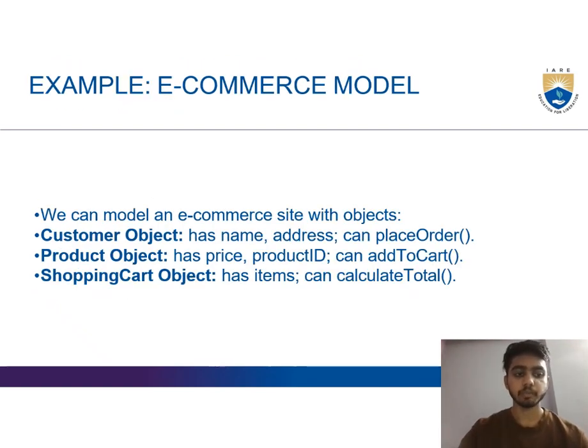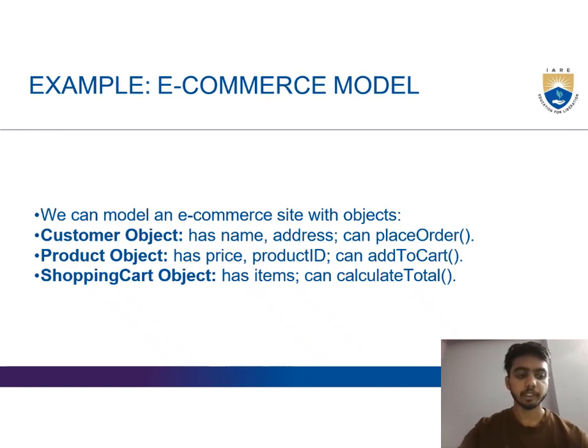Example of an e-commerce model. Let's take a practical example to see how OOP works in a web context. In an e-commerce application, you can represent different entities as objects: customer object, product object, shopping cart object. The customer object has attributes like name and address, and methods like place order. The product object has attributes like price and product ID, and methods like add to cart. And the shopping cart object has a list of items and a method, calculate total.